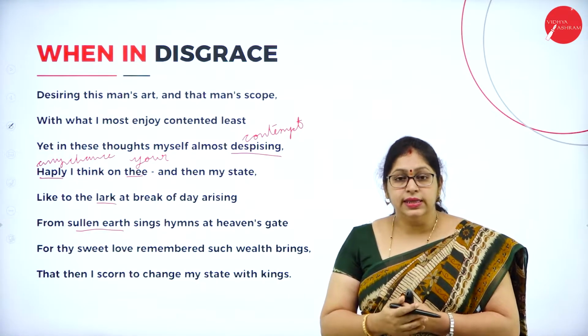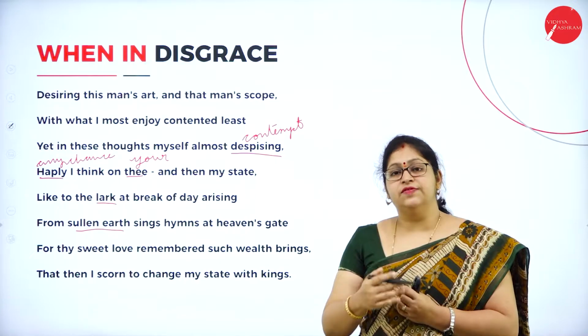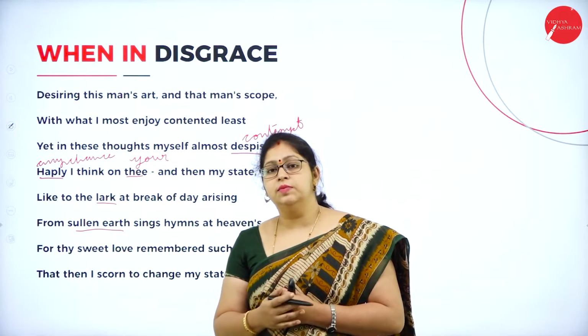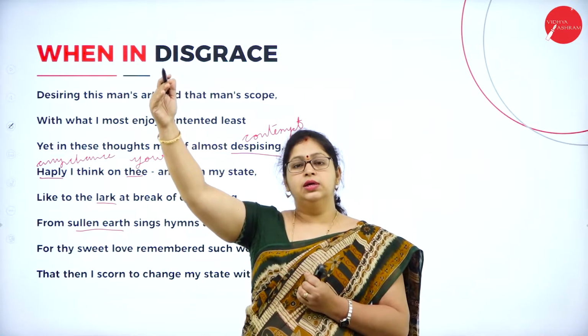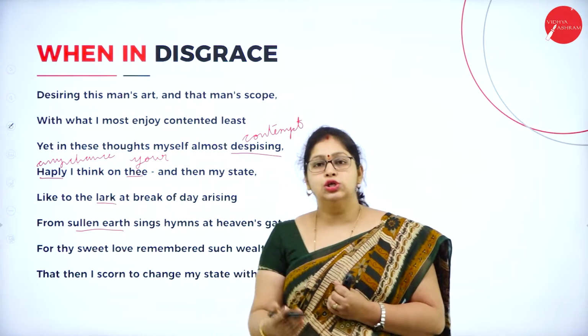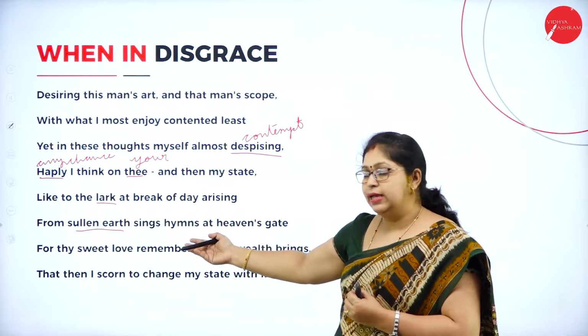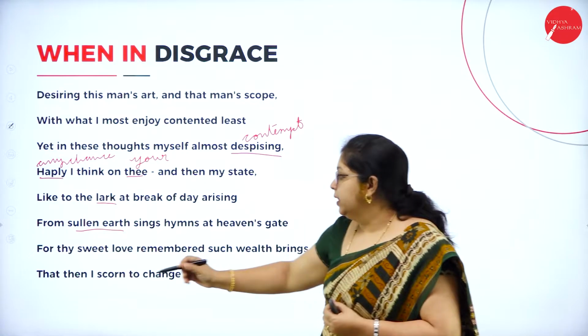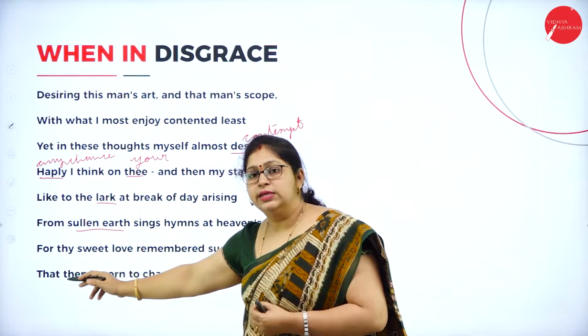I did not get that chance. If by any chance I get that, I would be like the lark, the singing bird which flies from the ground to the sky and sings its song. So here the poet tries to tell that he wants to be like the bird also. Okay. Then these are the last two lines, the couplets.